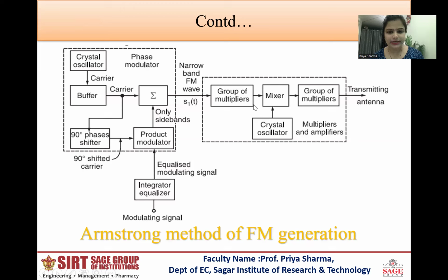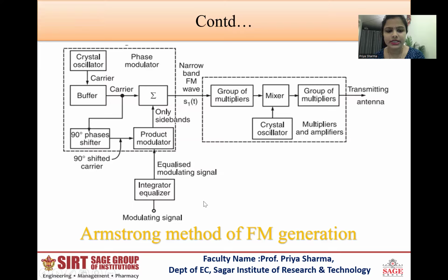And the fourth, use of frequency multipliers, mixers and amplifiers. The FM signal produced at the output of the PM has a low carrier frequency. As we have discussed earlier, the low carrier frequency is here and the low modulation index is also there. They are increased to an adequately high value with the help of frequency multipliers, that is, a group of multipliers, and a mixer. The power level is raised to the desired level by the amplifiers. So this is the group of amplifiers, multipliers, and mixer. Here the modulation index, frequency, and all other related parameters which are required for transmission are raised to the requisite level, and then they are transmitted.